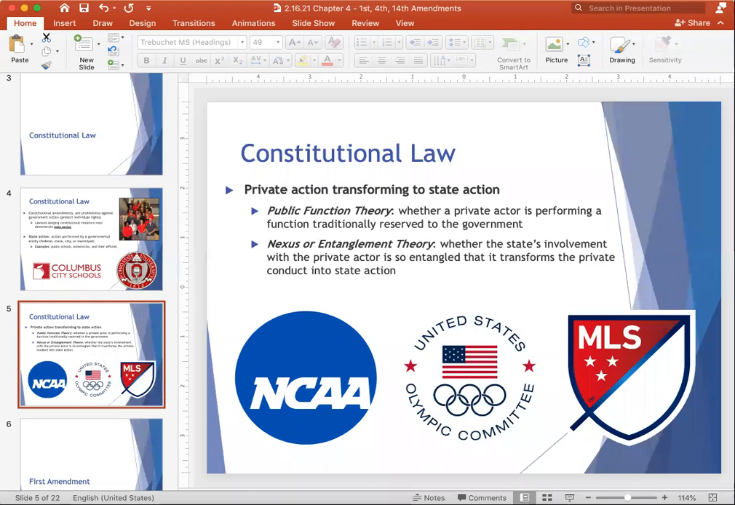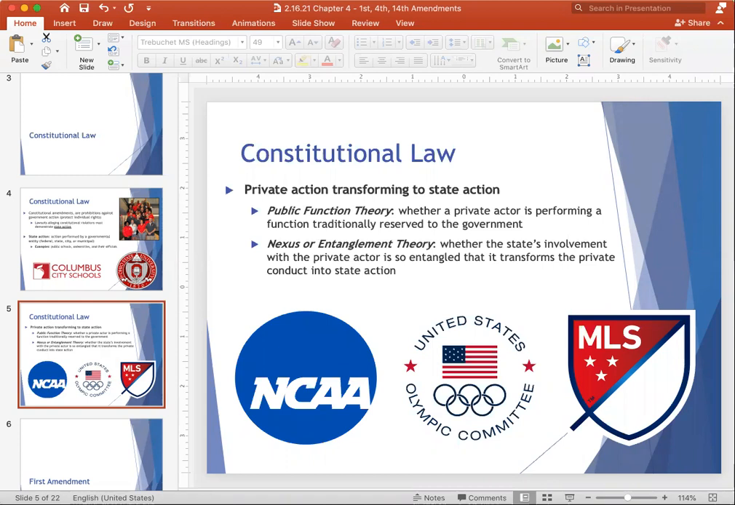And the courts, to determine whether a private actor's actions constitute state action, will use these two theories that you see on the slide. So they will use the public function theory or the nexus entanglement theory to evaluate the action of these private actors.